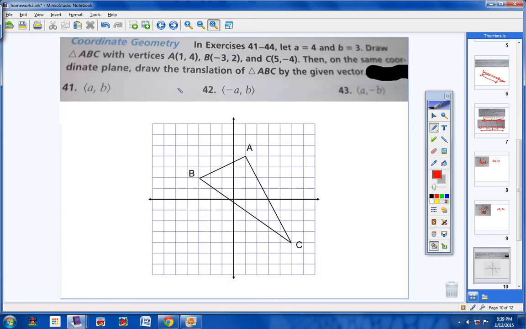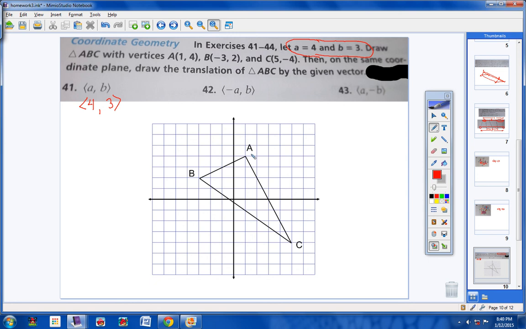Now, I went ahead and drew the triangle on a coordinate plane. Here's the triangle right here. A is 1, 4. B is negative 3, 2. And C is 5, negative 4. Okay? Now, we're going to draw the translation. A is 4 and B is 3. So we're going to put a 4, comma, 3.